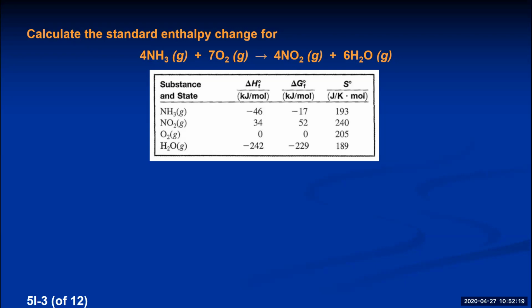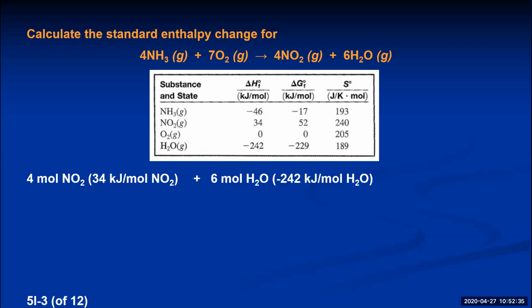Starting on the product side, there are 4 moles of NO2 being produced. So I'm going to go 4 moles multiplied by the standard enthalpy of formation for NO2, which is 34 kilojoules per mole. Then we have 6 moles of water as a product. So I'll go plus 6 moles multiplied by the enthalpy of formation of water, which is negative 242. All the products are done. Go to the reactant side.